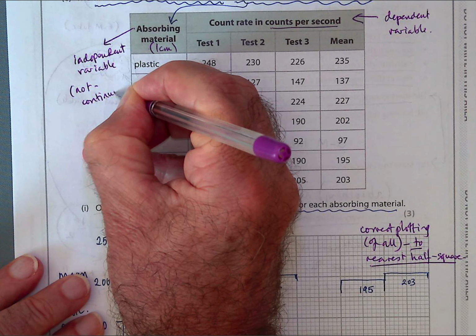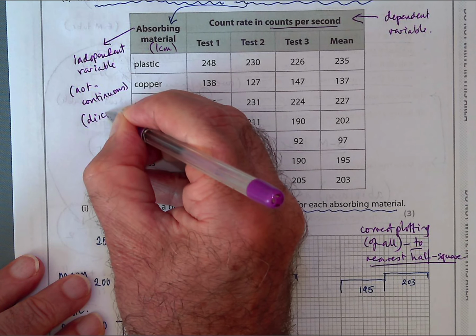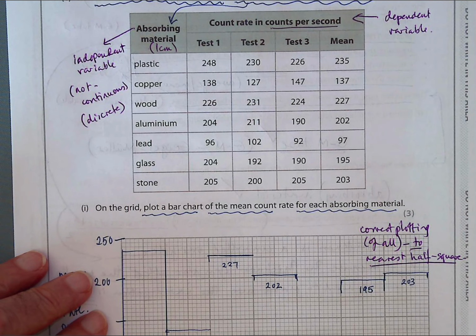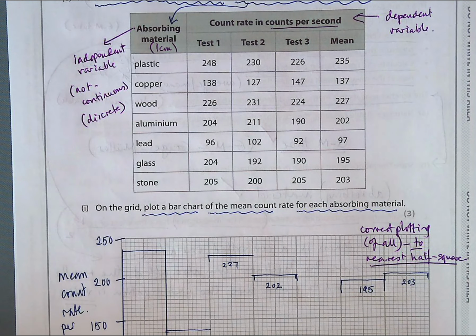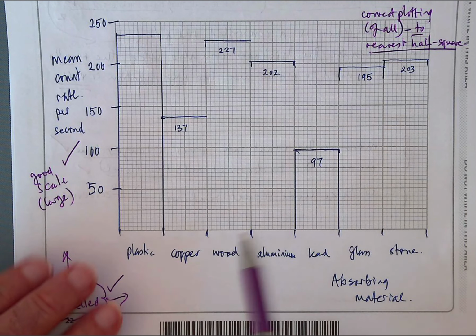You can't gradually change from one material to another. It's discrete. Each one is a different thing. So when it's not something that you can decimalize, you can't do a line graph, so you draw a bar chart. Okay? So the bar chart is drawn like this.